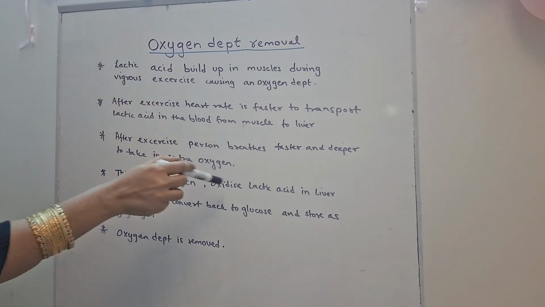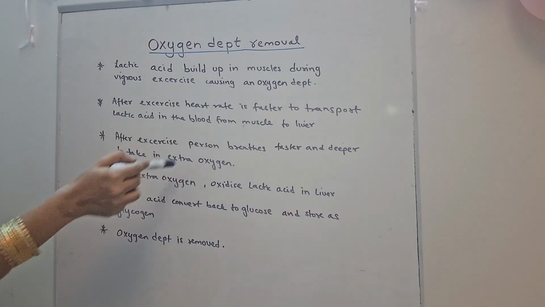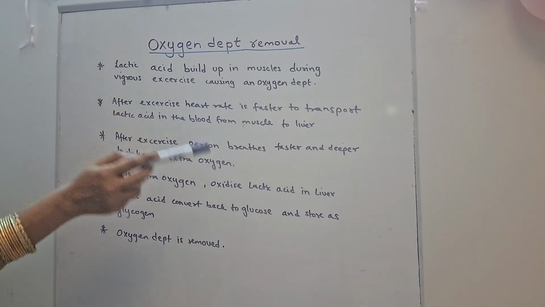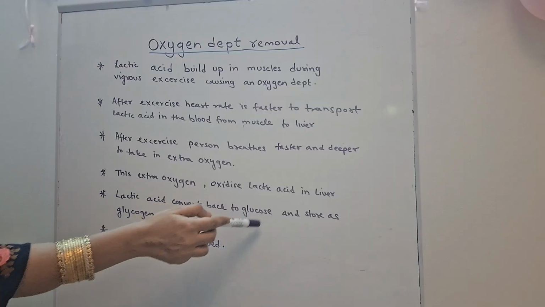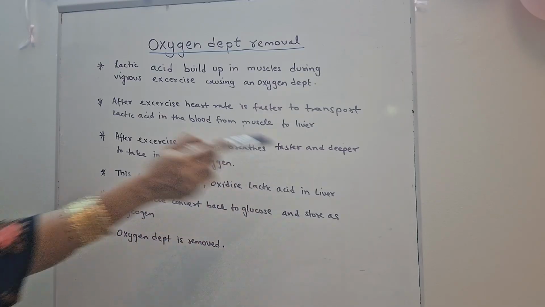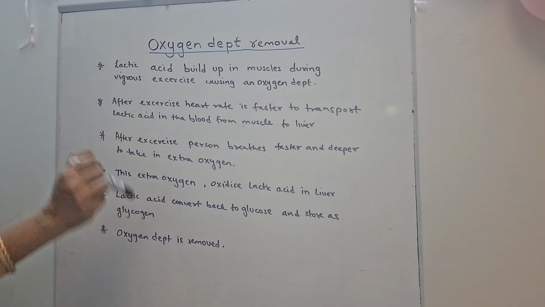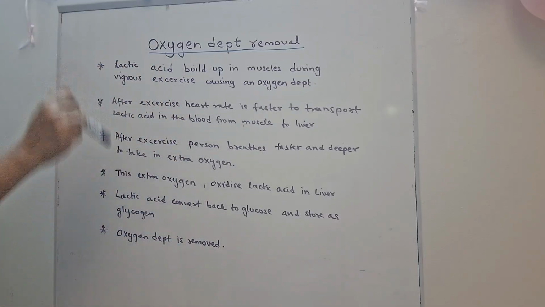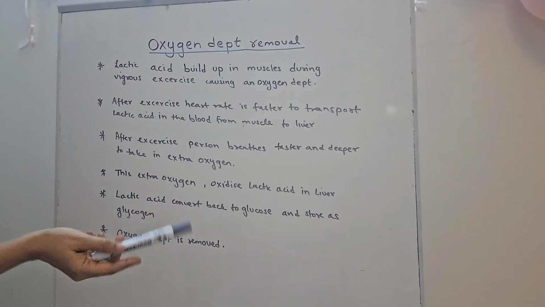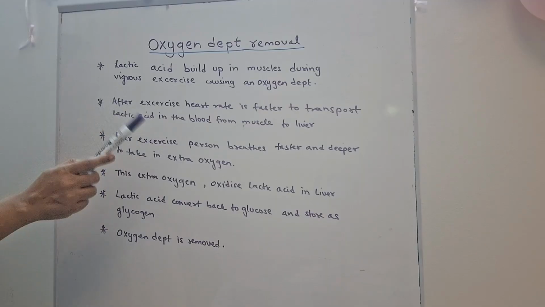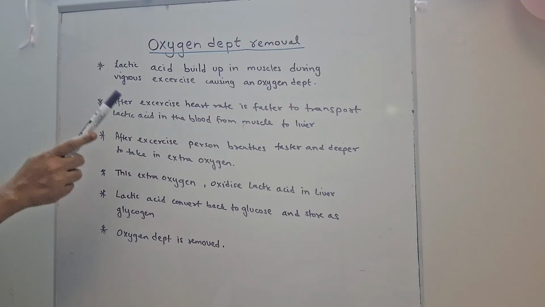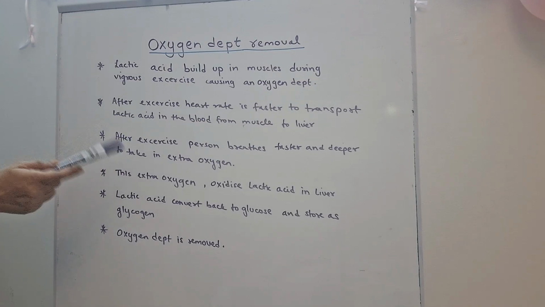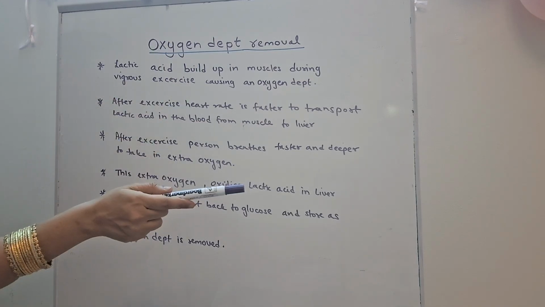So this oxygen will oxidize lactic acid in the liver to glucose, so the lactic acid gets converted into glucose, and once the glucose is formed, it is stored as glycogen in the liver, and in this way oxygen debt is removed. So what do we need to know here? What is oxygen debt? Oxygen debt is created after accumulation of lactic acid in muscle after anaerobic respiration.